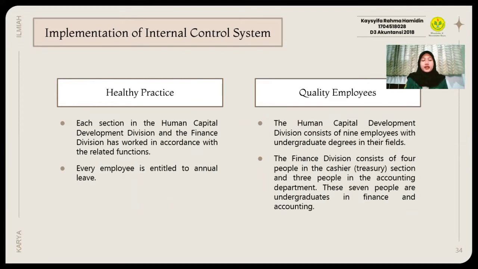Next, we have healthy practice. Each section in the Human Capital Development Division and the Finance Division works in accordance with the related functions. Every employee is entitled to annual leave. And for quality employees, the Human Capital Development Division consists of 9 employees with undergraduate degrees in their fields. Also, the Finance Division consists of 4 people in the cashier or treasury section and 3 people in the accounting section. These 7 people are undergraduates in finance and accounting.